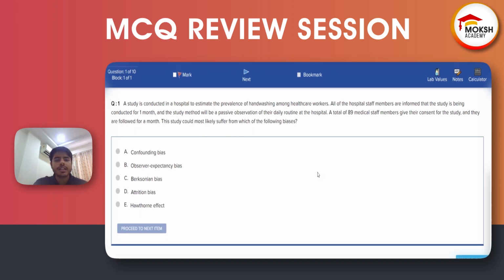This study could most likely suffer from which of the following biases? Here are the options. Is it a confounding bias? Is it an observer expectancy bias? Is it a Bergsonian bias? Is it an attrition bias, or a Hawthorne bias, or a Hawthorne effect?